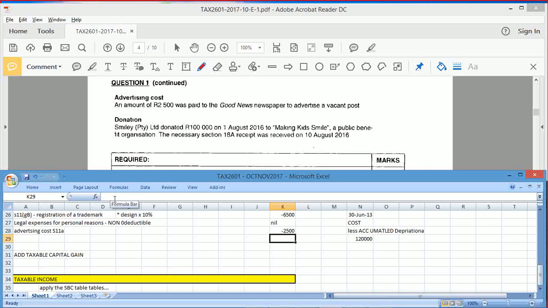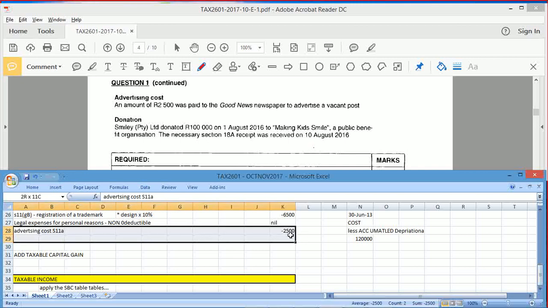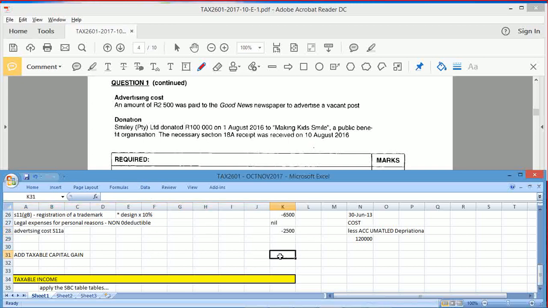So how do we treat the advertising, sir? As a Section 11A deduction. Okay, because this is for a vacant post, business purposes, normal 11A. Okay, and then we need to obviously show zero here. And then we're going to get a total.